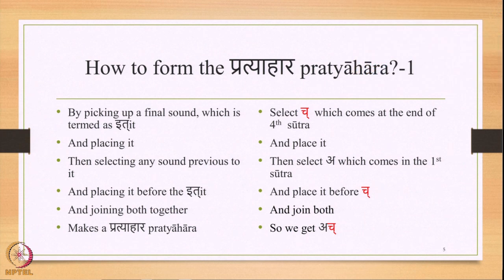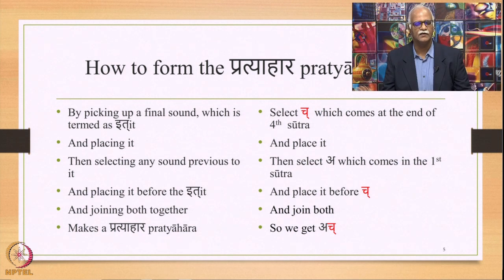Now the next question is, how to form the Pratyahara? We have seen the technique in theory, how the Pratyahara gets formed. Now let us look at the concrete examples as to how the Pratyahara gets formed. We said that first we have to pick up a final sound which is termed as it. Any one of these 14 sounds you can pick up and place it somewhere, then select any sound previous to it in the 14 sutras and place it before the it, and then join these two sounds together, and what comes out is a technical term, and this technical term is generically called a Pratyahara.